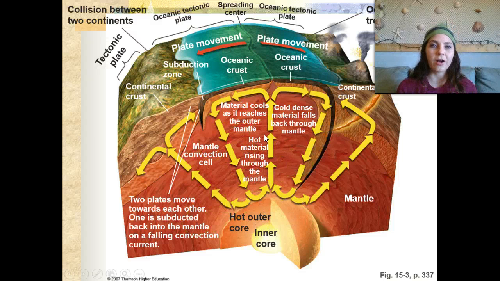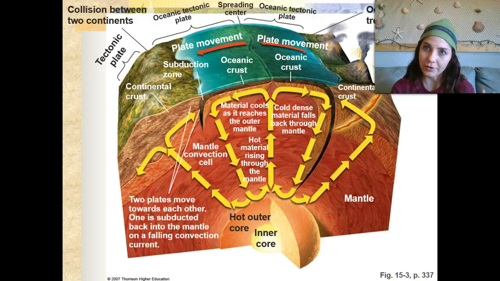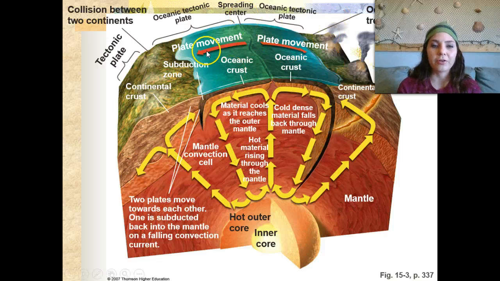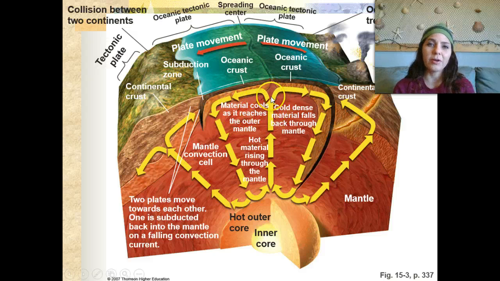Looking at another section, I wanted to show you guys the convection currents, basically what's going on below the plates in the mantle. We have our plates, and right here we have plate movement. We have plates separating right now. That's going to be a divergent boundary, if you didn't know that already, at the oceanic crust. These are the mantle convection cells. Basically, hot rises, and as it cools, it starts to sink. Right here we have hot material rising through the mantle. As that material rises up, it gets a little bit cooler, and then it's going to sink. Here it's showing you the cold, dense material falling back through the mantle.